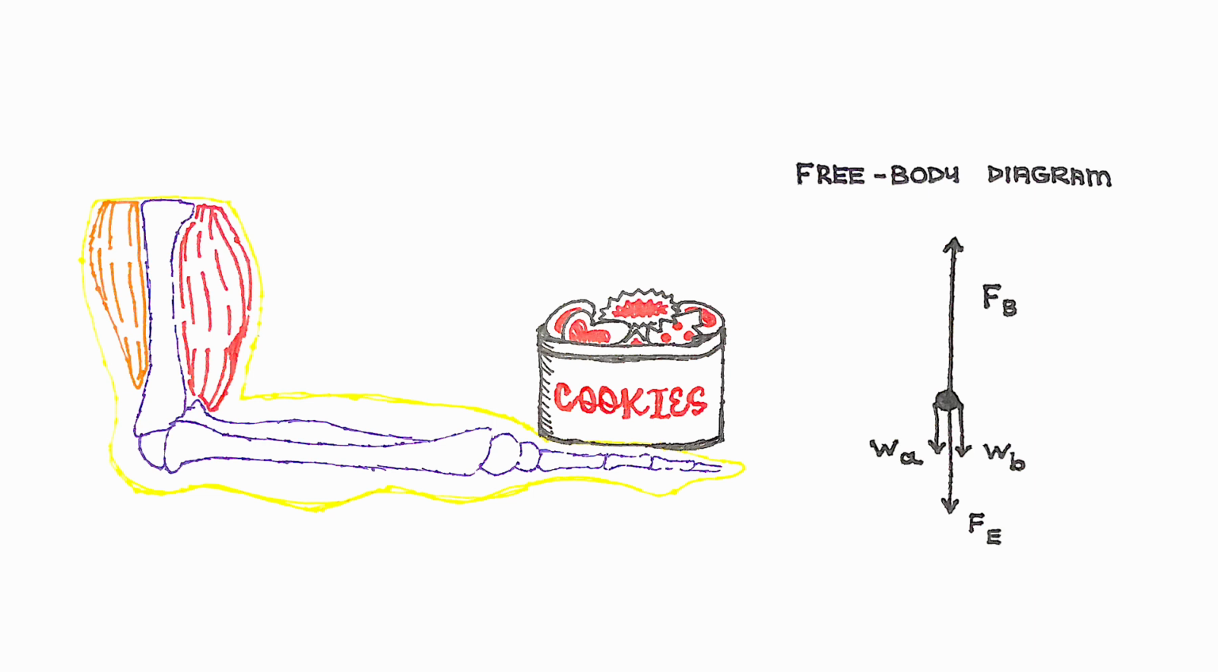FE represents the magnitude of the force of the elbow joint. WA represents the weight of the forearm, and WB represents the weight of the cookie tin. These will be further explained once all the values of the example problem are established.